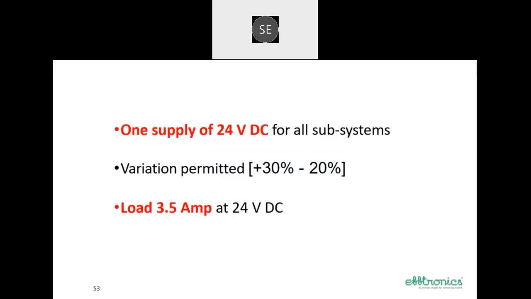So now, what power supply is required for this block instrument? A single power supply of 24 volts DC is sufficient for all subsystems. It means no other power supply is required. Only one 24 volt power supply with redundancy is required for all subsystems. Of course, the maximum load is 3.5 amperes at 24 volts DC.